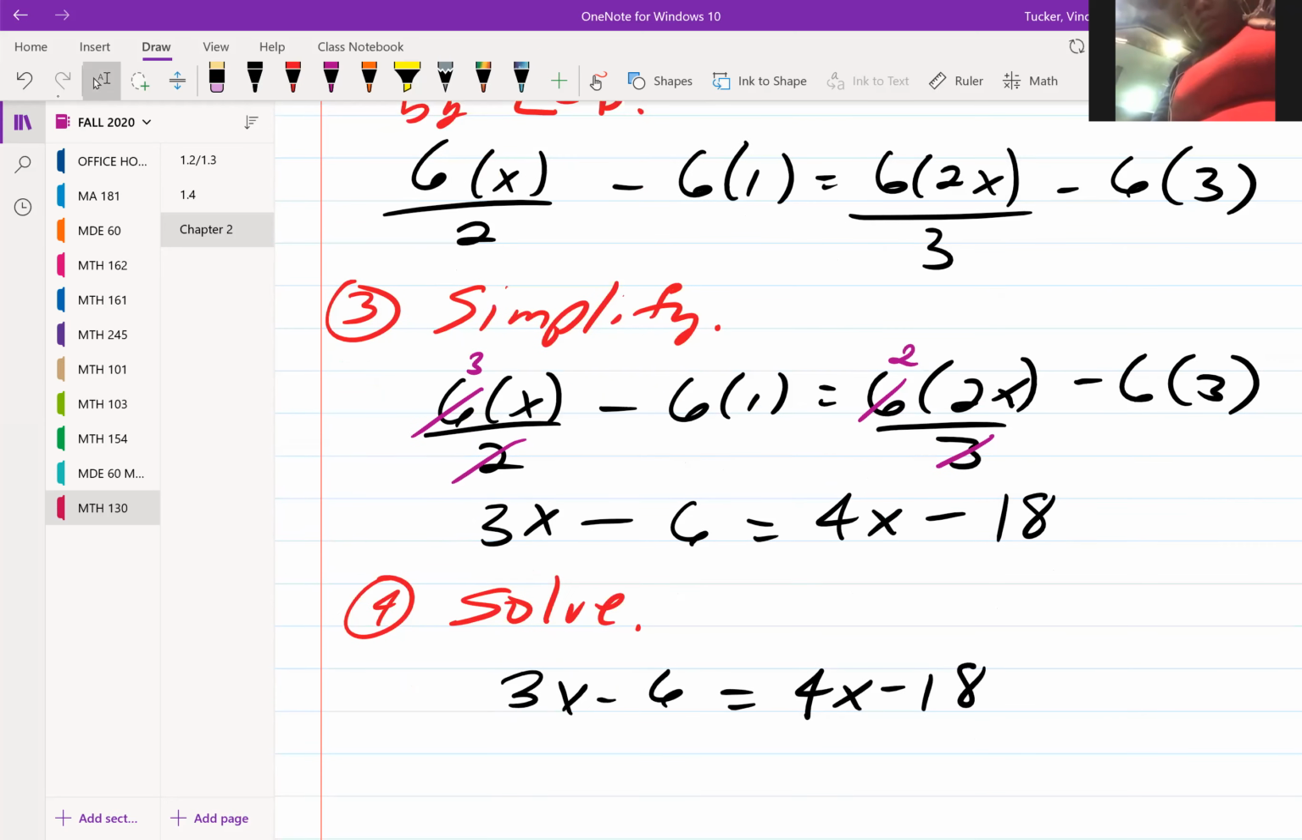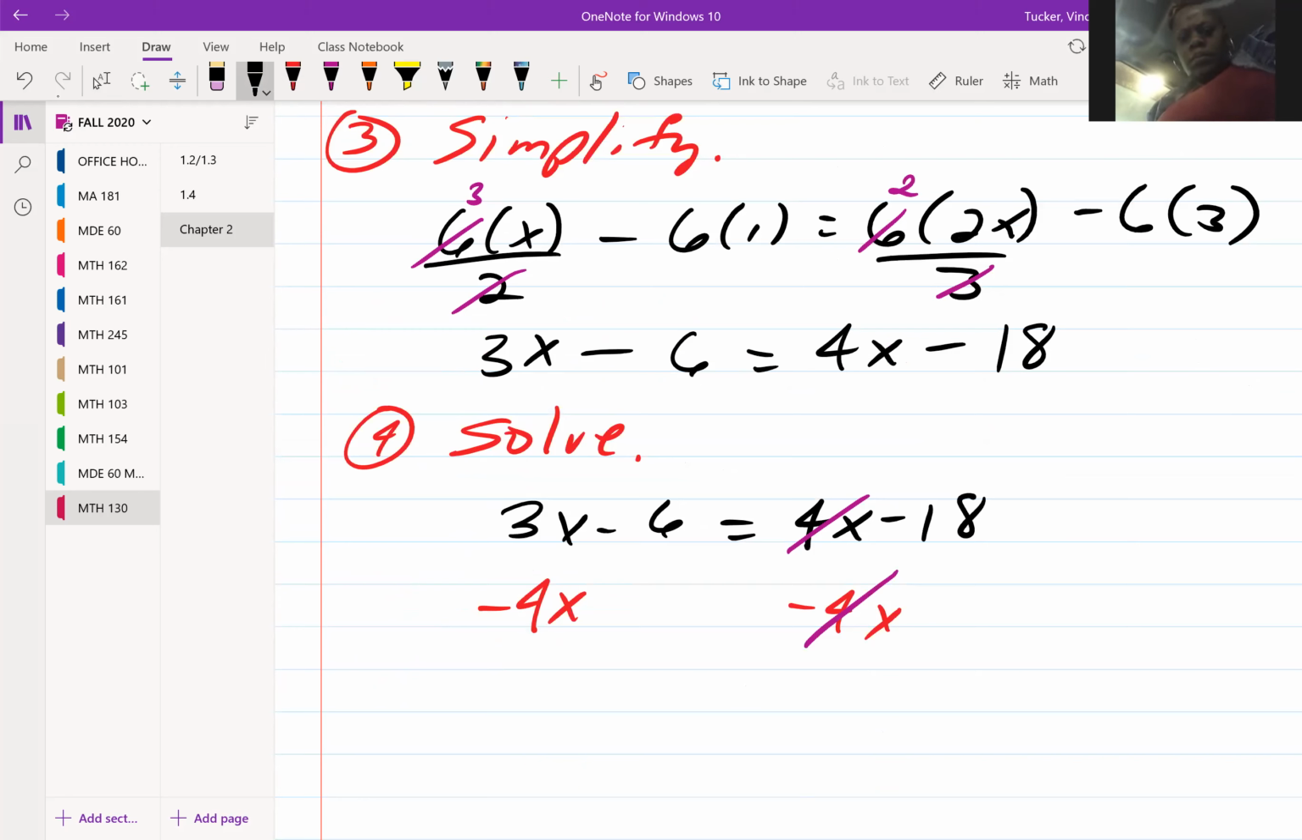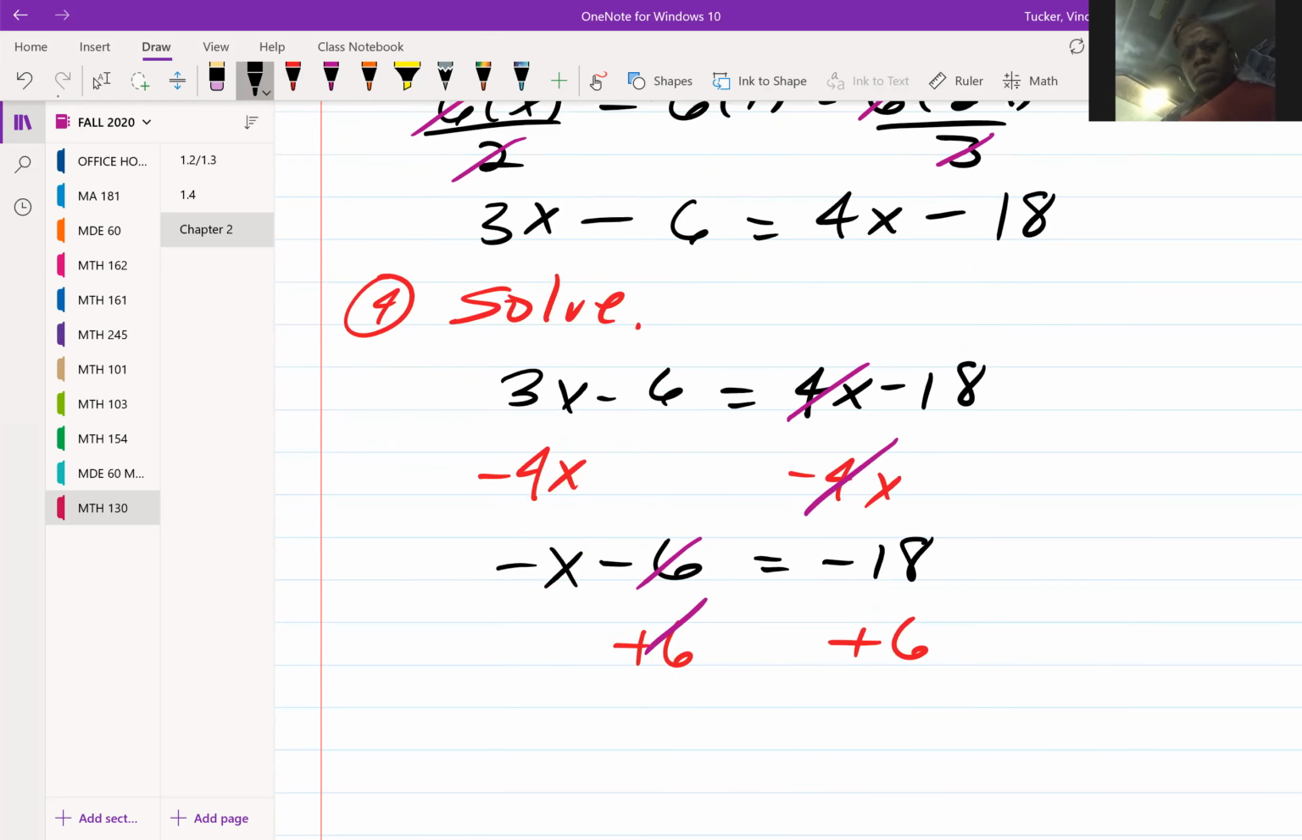And once again, we have x in different spots on different sides of the equation. So we want to get all of our terms with x to one side, all of our terms without x to the other. Once again, it doesn't matter which one you decide to move. I'm going to go ahead and subtract 4x from both sides. That's going to be negative 1x minus 6 equal to negative 18. Now I can add 6 to both sides. Negative x is equal to negative 12.